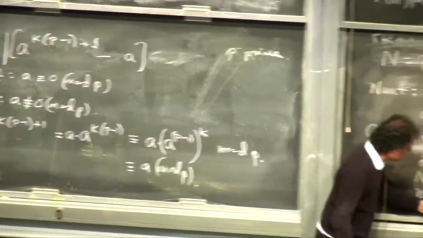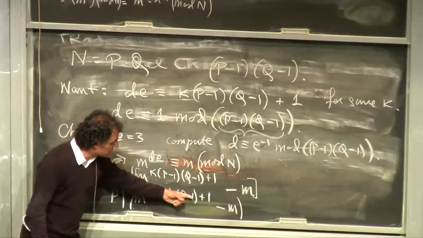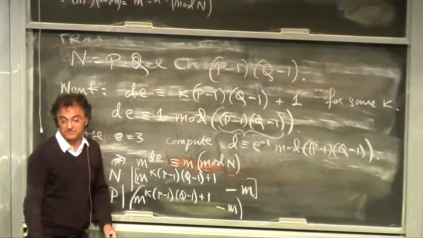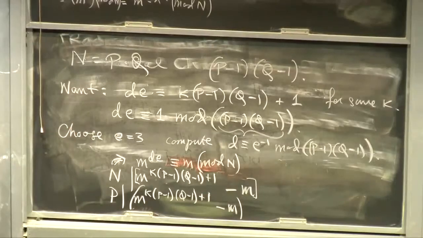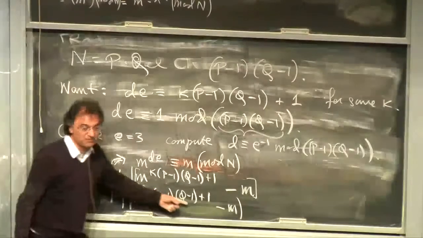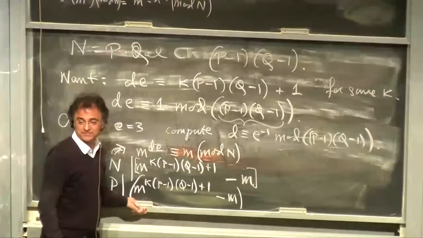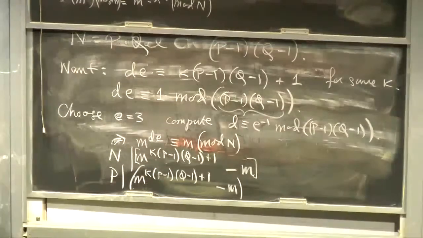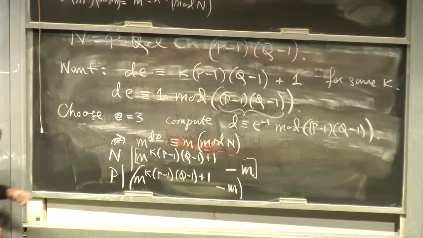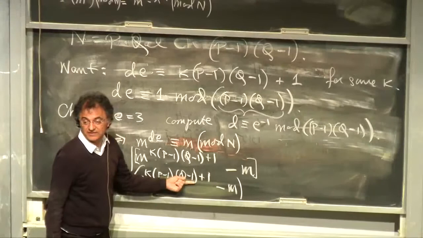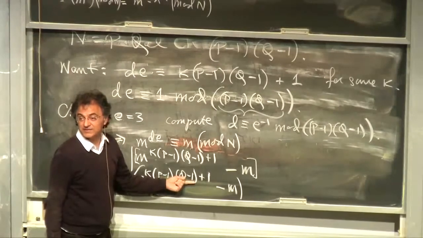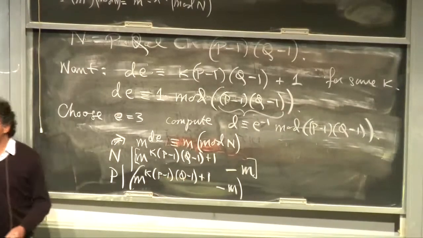And that's what we have here, right? P divides m raised to the power of k times p minus 1 times q minus 1 plus 1, minus m. Sorry, it doesn't look quite right? This was k times p minus 1. Here we have k times p minus 1 times q minus 1. So is that a problem? Is it a problem that we have a q minus 1 here? No? Yeah. Oh, it's not a problem. So why not?